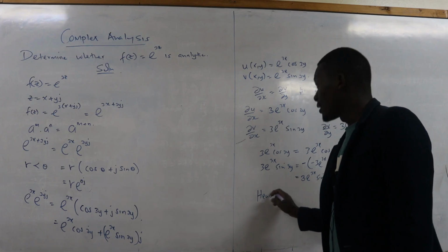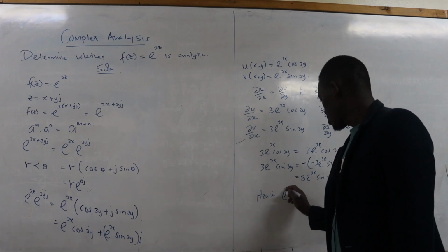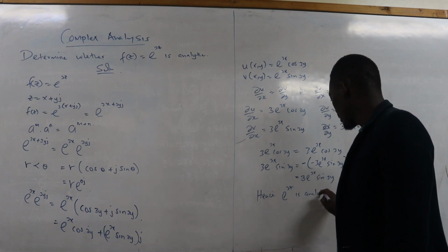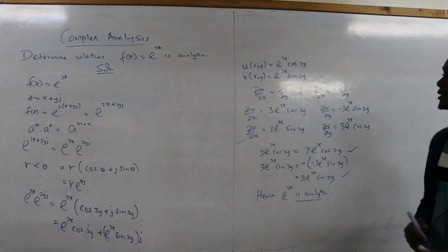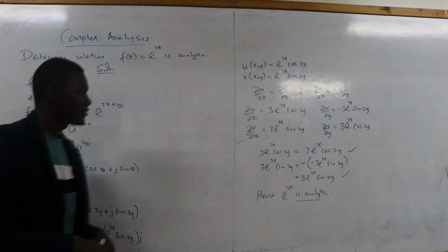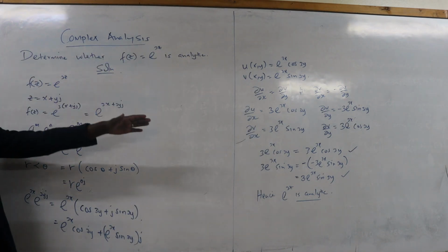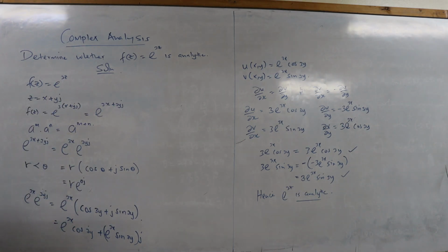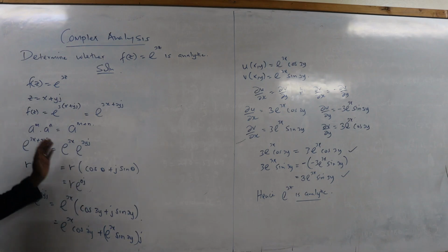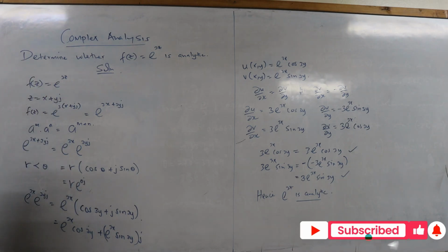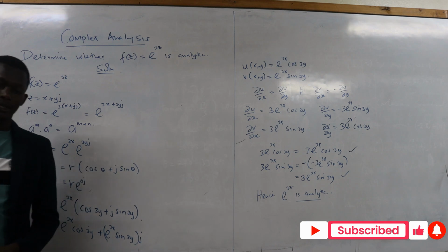Hence we say exponent of 3z is analytic. So that is how you determine it. The important part here, before you even find the derivative of the function, is to express your exponent function in polar form. Yes, you express it in polar form. Then from there, get the real, get the imaginary, then differentiate from that point. So thank you. Let's now check our second example.